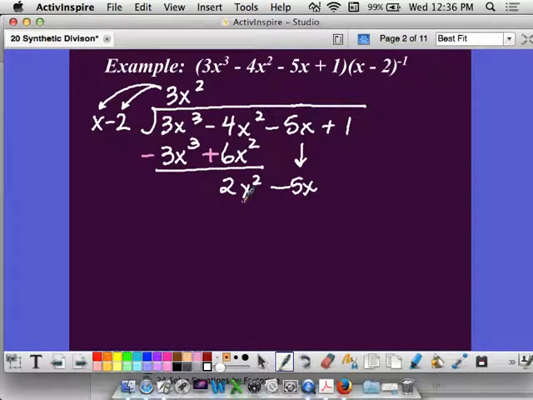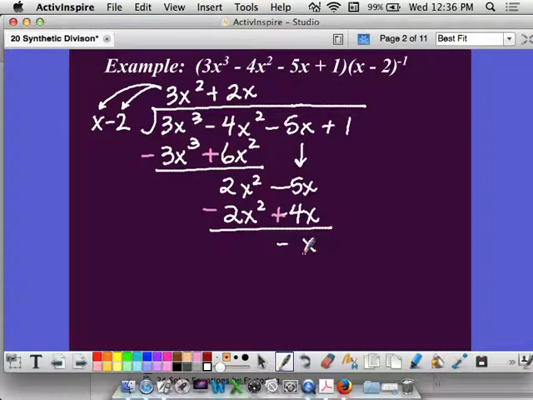X will go into 2x squared, a positive 2x times. 2x times x is 2x squared. 2x times negative 2 is negative 4x. Draw the line, change the signs, and combine. So we have negative 1x. Bring down this positive 1.